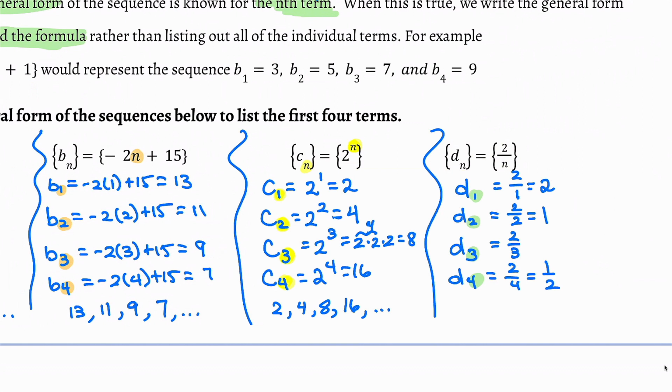All right, so what does my sequence look like? This is a really weird one. It starts as 2, goes to 1, goes to 2/3, and then it goes down to 1/2. All right, those are all the notes for today.